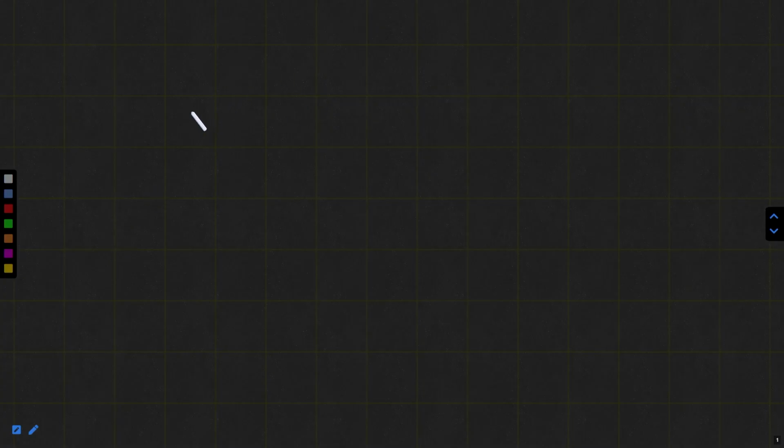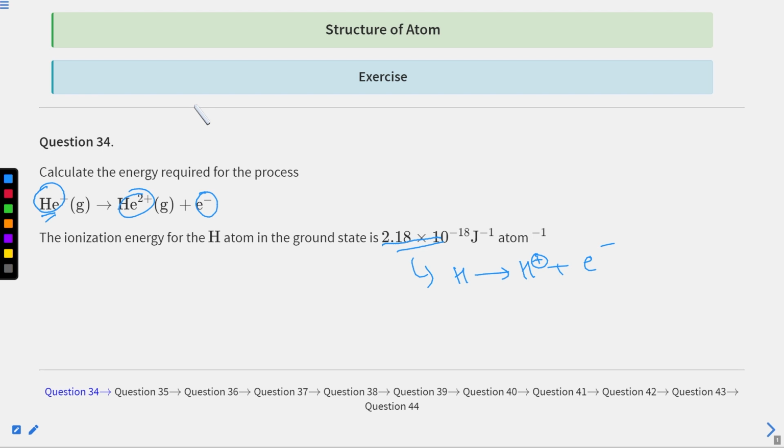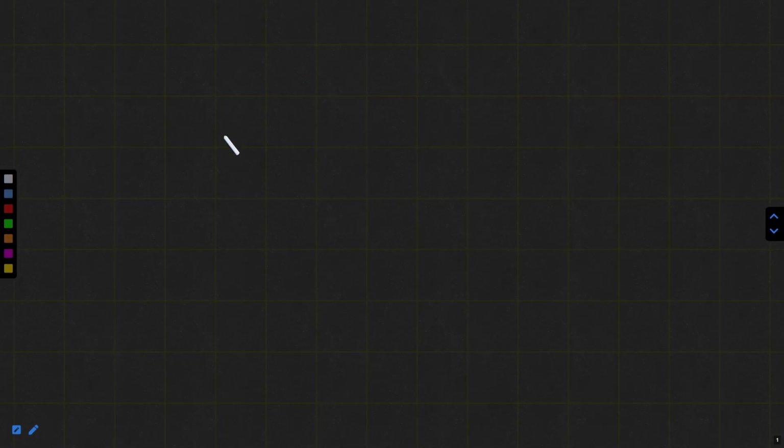So if you remember the formula, what is the formula for calculating the energy? It is given as En, where n is the principal quantum number, equals minus 2.18 into 10 to the power minus 18. We are calculating in terms of joule, so we'll take this only, then multiplied by z square by n square. So this is the formula.